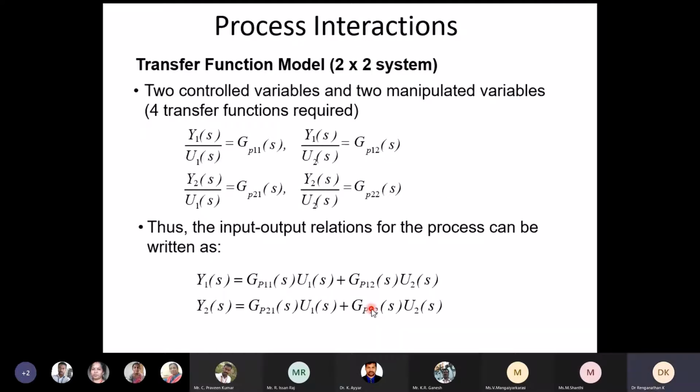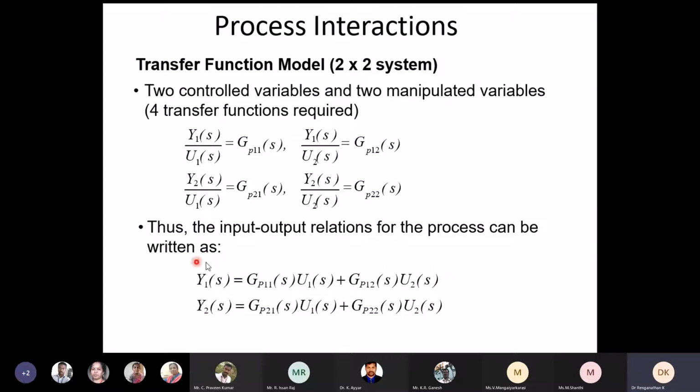When we have a transfer function model, we are going to have two control variables and two manipulated variables, so four transfer functions are required in the case of the earlier system. We'll have either y1 by u1, y1 by u2, y2 by u1, or y2 by u2. So these are the four possible configurations. Based on that, we will be relating the input and output based on this expression.